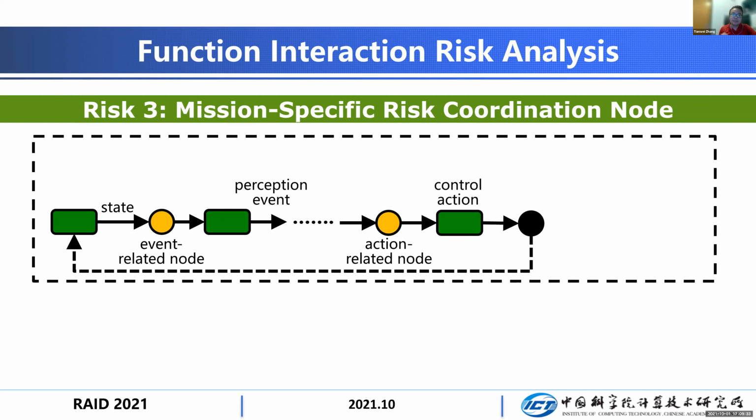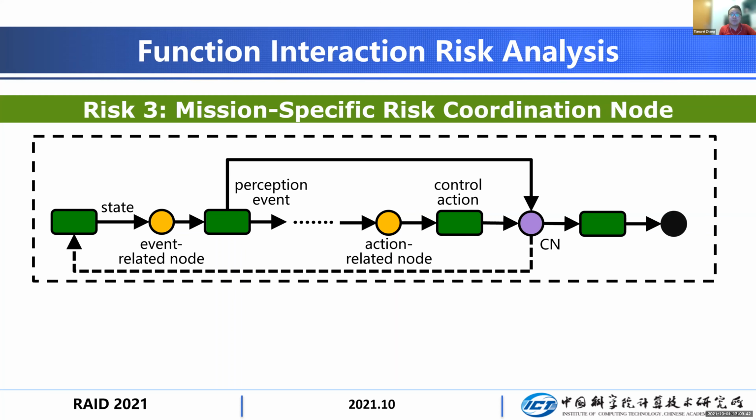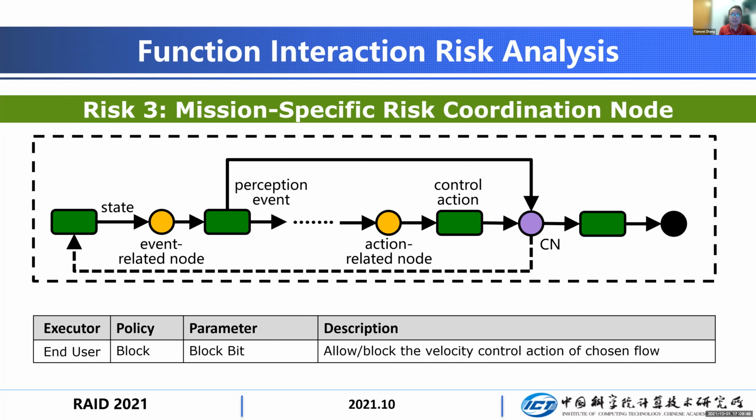Third, for the mission-specific risk, we introduce a coordination node right after the action related node to inspect the actions from this node. If this action is malicious, this node has a policy which can directly block the velocity control actions to make sure that it will not compromise the safety of this robot. So these are the different ways to insert the coordination nodes.